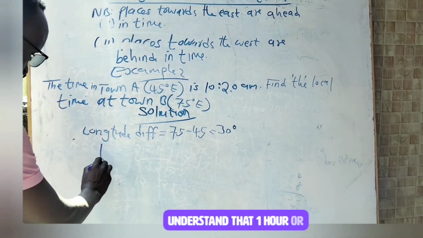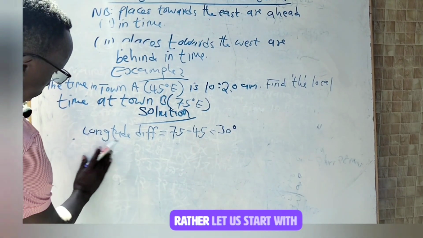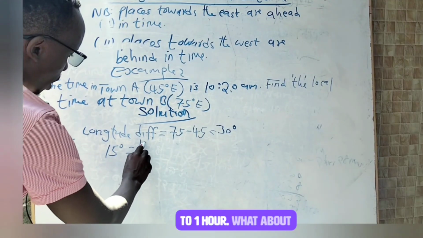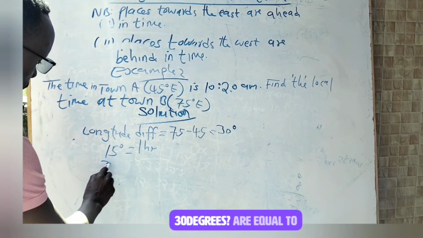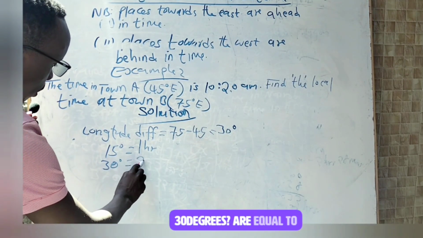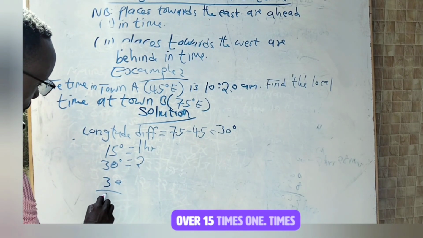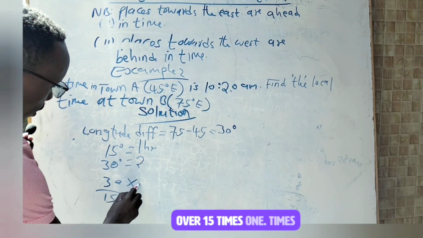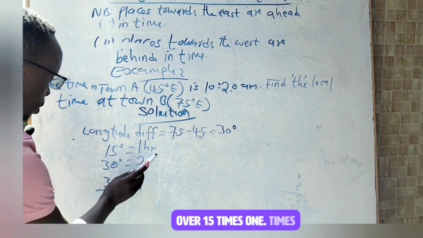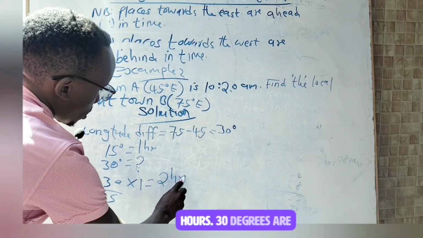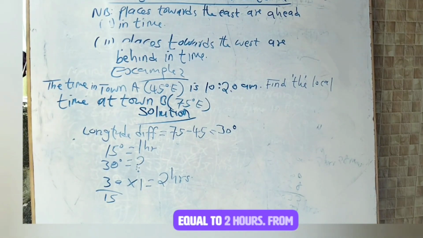We understand that 15 degrees are equal to 1 hour. What about 30 degrees? This will be 30 over 15 times 1 hour. So we will have 2 hours. 30 degrees are equal to 2 hours.